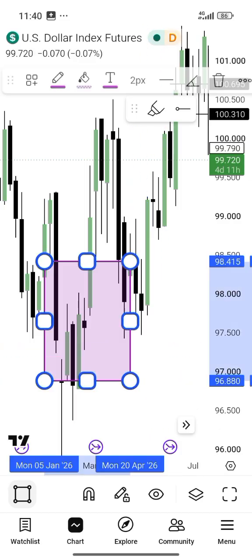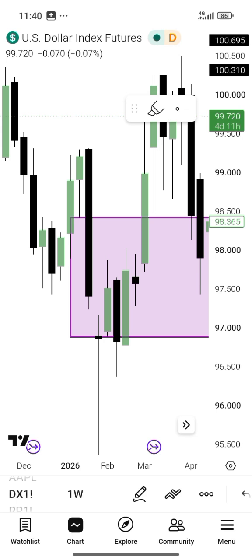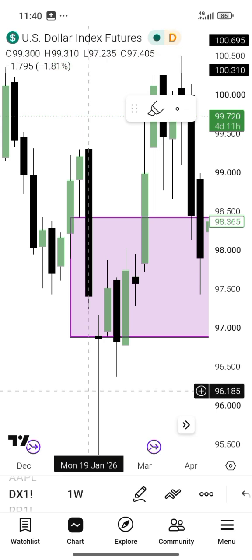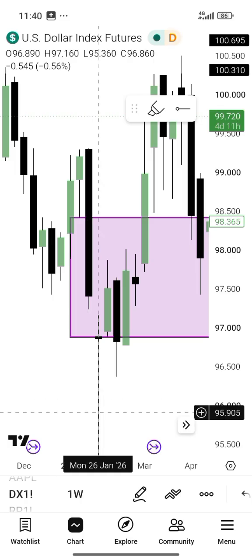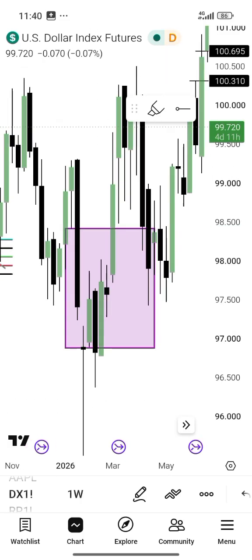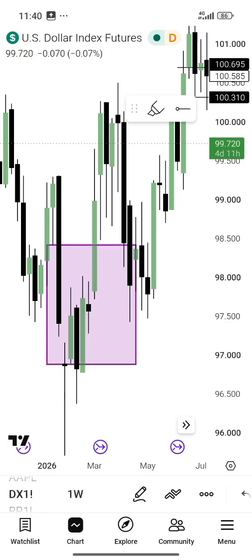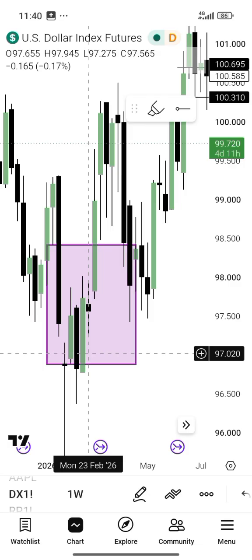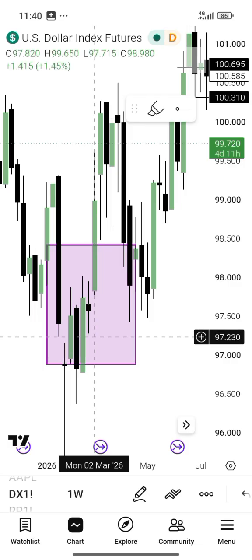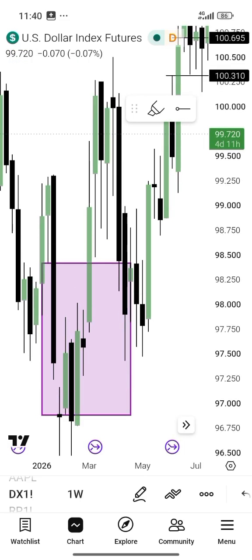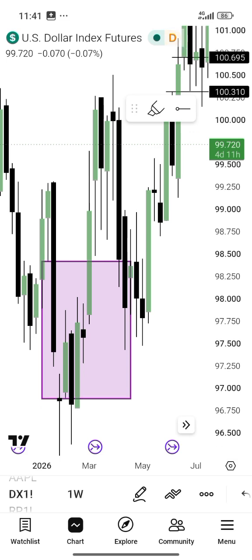As you can clearly see, this is a fair value gap, right? Candle number 1, 12th of January 2026. Candle number 2, 19th of January 2026. Candle number 3, 26th of January 2026. Now, the moment price overlapped with another fair value gap, what do I mean by overlap? You can clearly see candle number 1, 23rd of February 2026. Candle number 2, 2nd of March 2026. Candle number 3, 9th of March 2026. The moment price overlapped this gap, it officially became a balanced price range. You understand? It officially became a balanced price range.